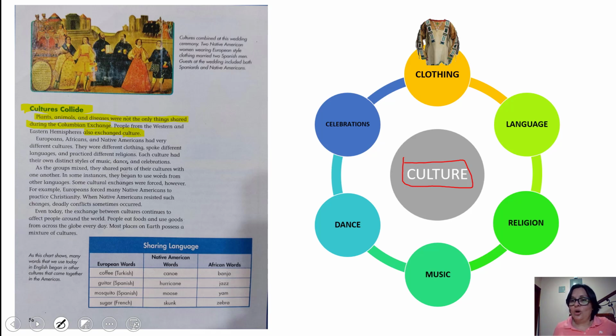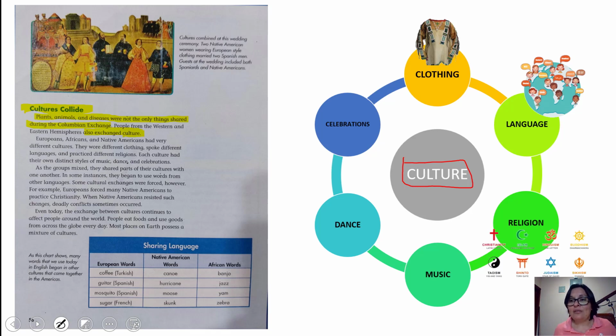Also, culture is related to language. In Honduras, we talk Spanish. In some places, English, like in the Bay Islands. But our official language is the Spanish language. But we have other countries with different languages according to the culture. We have also different religions. We have Christianity, Islam, Hinduism, Judaism, and all other religions that exist all over the world. And it's according to culture also.